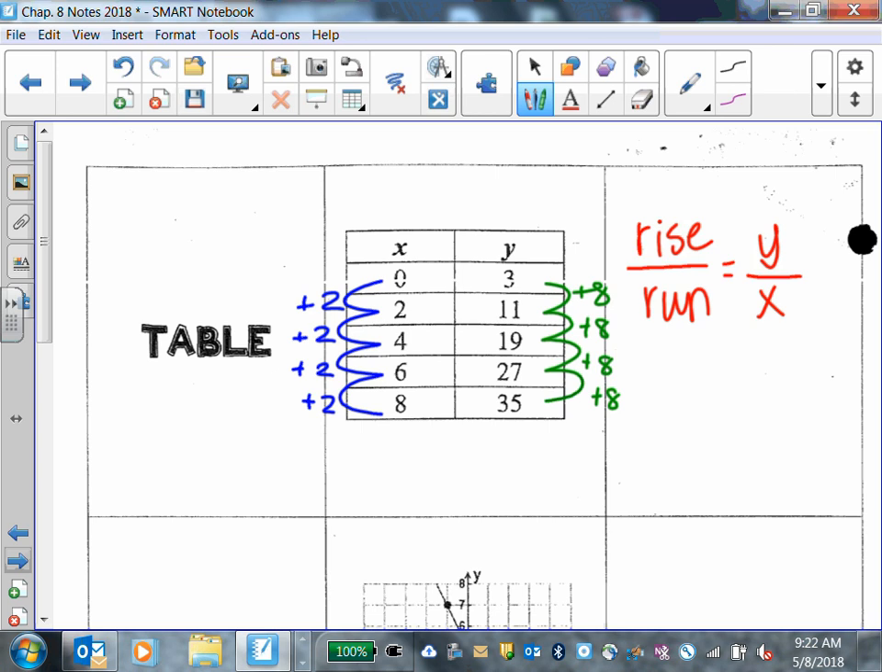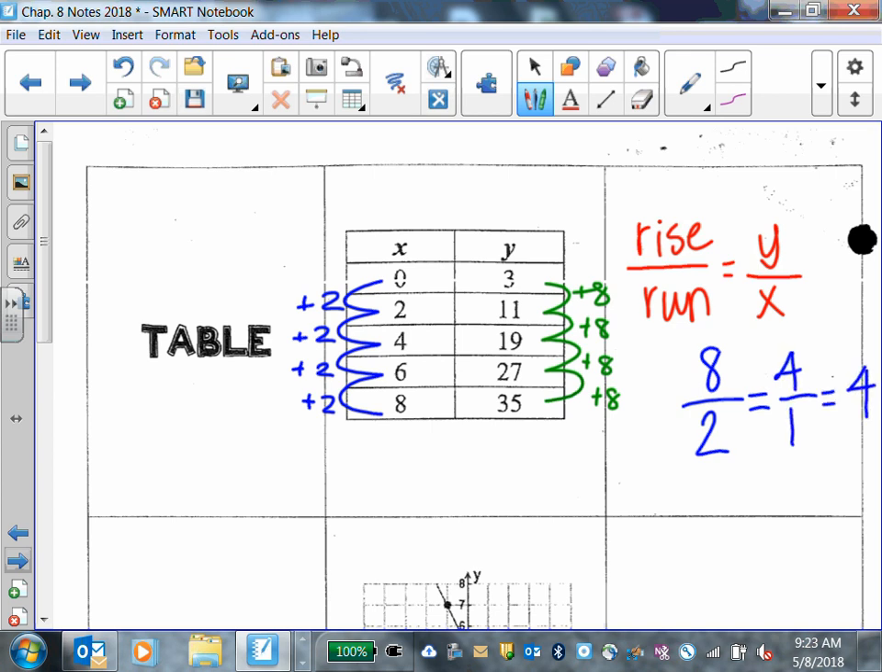Alright, so how much are my y's moving each time? Everybody? 8. So on top it's going to be 8. How much are my x's moving each time? 2. So my slope is 8 over 2. But that can be reduced. What can 8 over 2 reduce to? Everybody? 4. 4 over 1 or just 4.